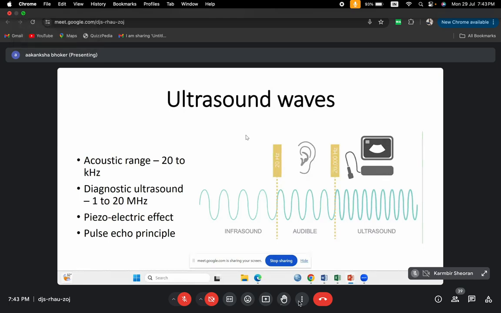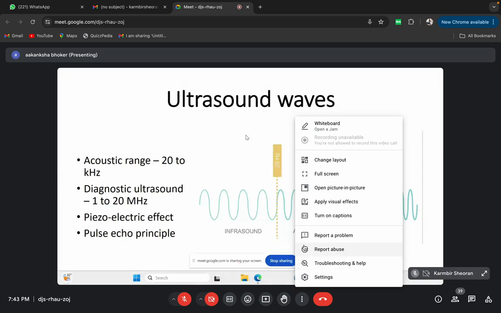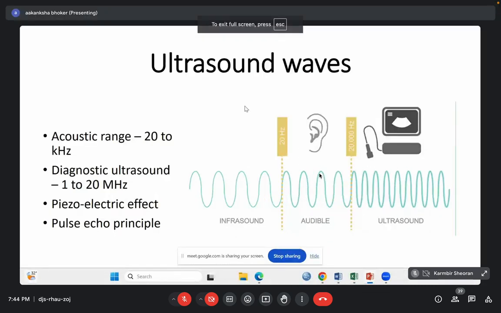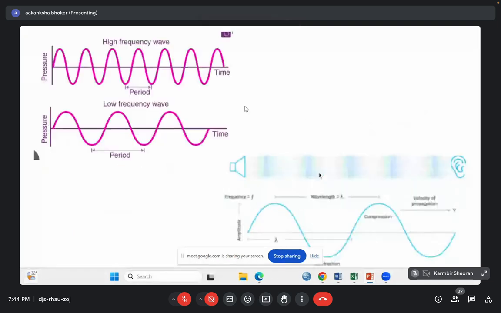The production of these ultrasound waves is generally related to two main effects. One is the piezoelectric effect and the other is the pulse echo principle. As you can see, this is a sound wave. We all know that because it is a wave, this will be a high frequency wave because the number of repetitions is more in 1 second, whereas this is a low frequency wave because repetitions are fewer in 1 second. And this has areas of compression and rarefaction.